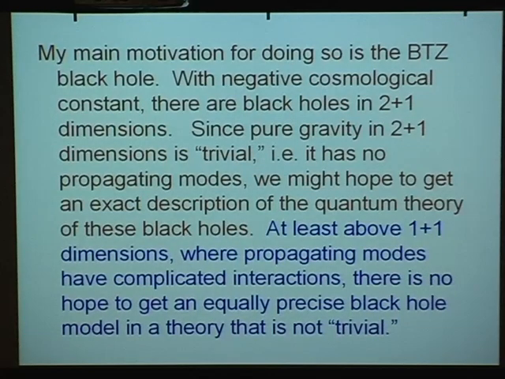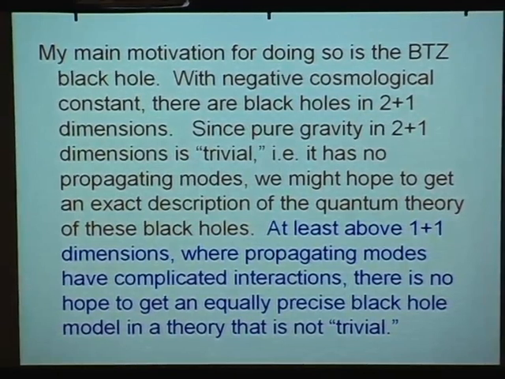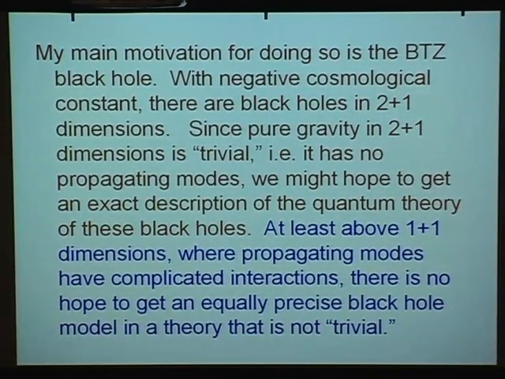Now, the main reason I'm interested in doing so is the BTZ black hole. With negative cosmological constant, there are black holes in 2 + 1 dimensions. A little surprising because 2 + 1 dimensional gravity is supposedly trivial. That is, it has no propagating modes. But because the theory is trivial, you might at least hope to be able to solve it, and therefore you might get a solvable model with black holes. At least, in 4 dimensions, you couldn't hope to get an equally precise model with black holes.